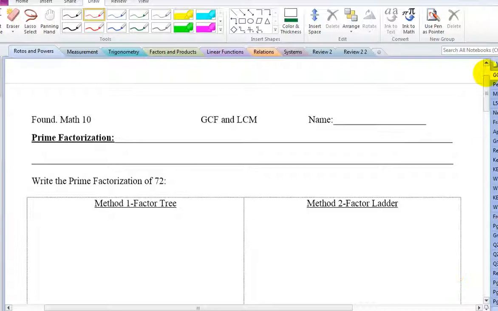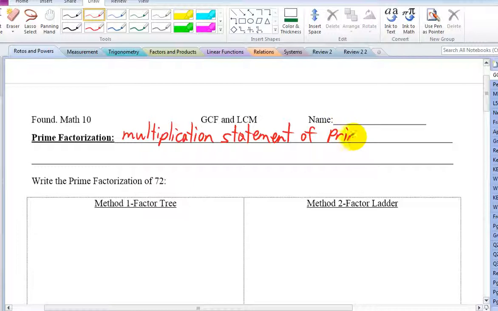Prime factorization is a multiplication statement of prime factors. So it's a way of representing a number. For example, 12 equals 2 squared times 3. So 2 and 3 are prime factors.